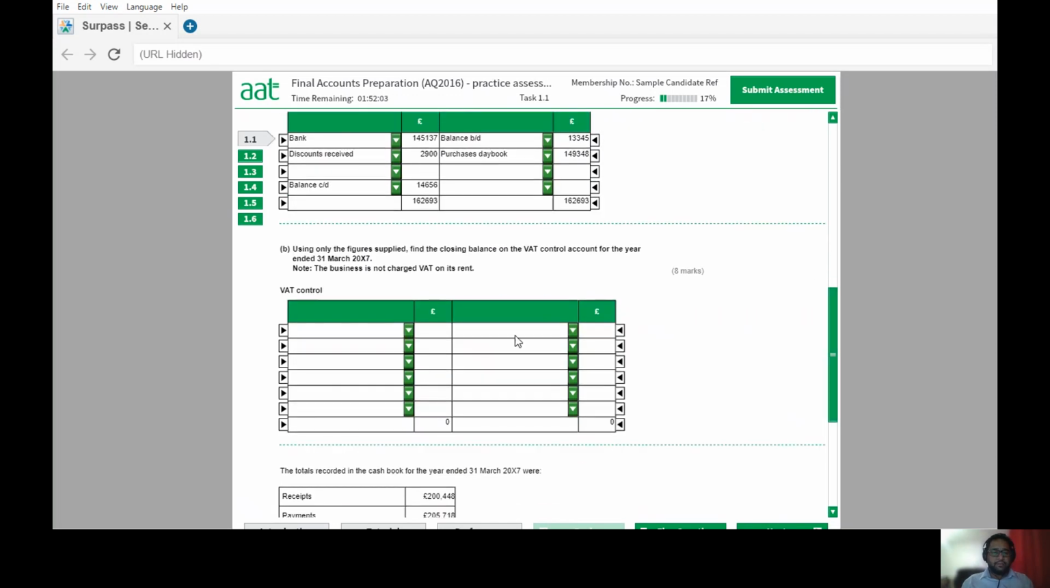Now what they're saying here is, using only the figures supplied, find the closing balance on the VAT control account for the year ended 31st of March 2017.